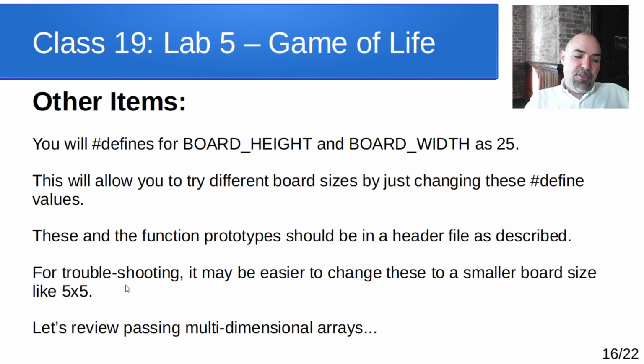And another thing I would suggest is for troubleshooting your program, making sure it works all right, you can change the size by pound defining these rather than hard coding everything everywhere. You could just change them to 5 and 5, and then get a 5 by 5 grid, which is easier to mentally trace through and make sure everything is working correctly.